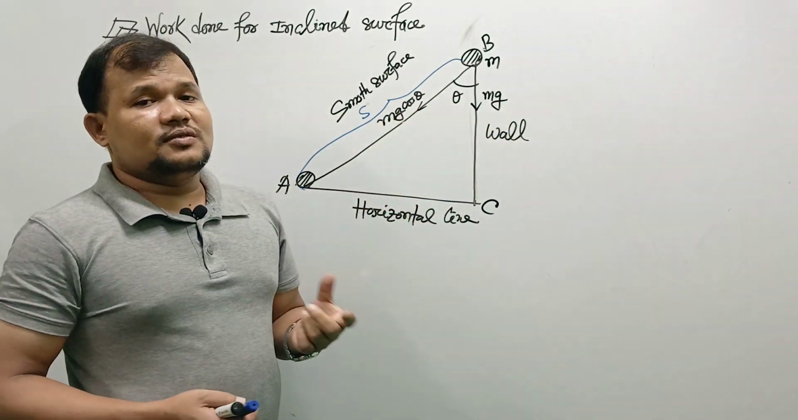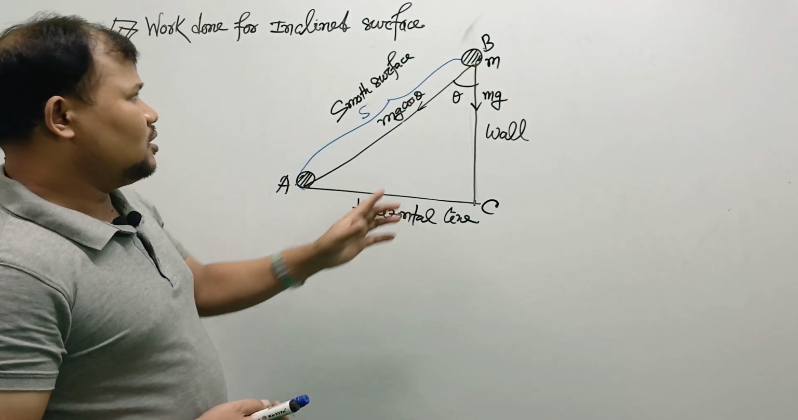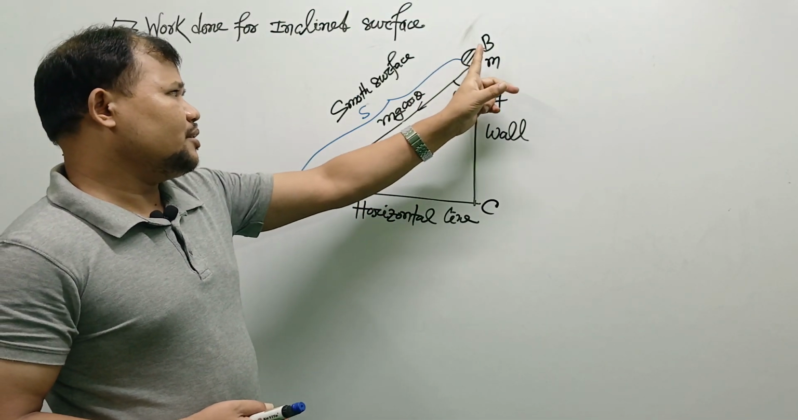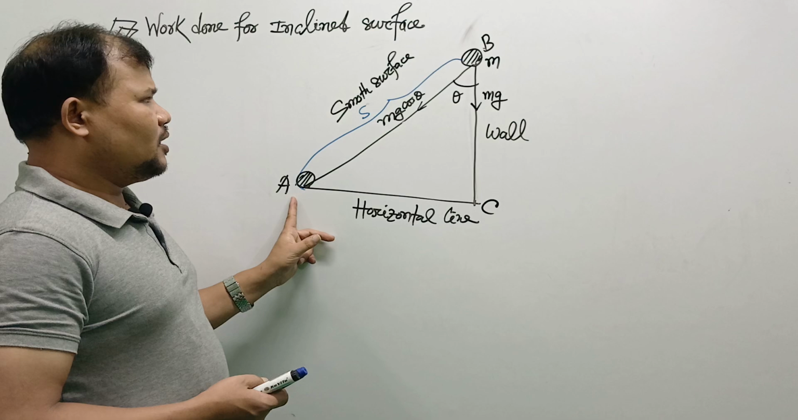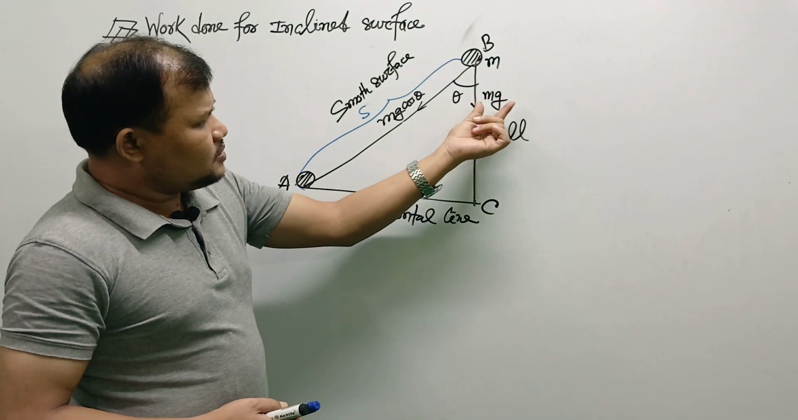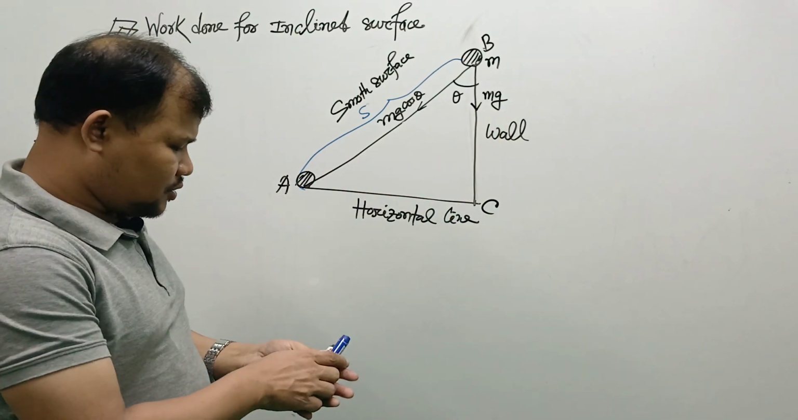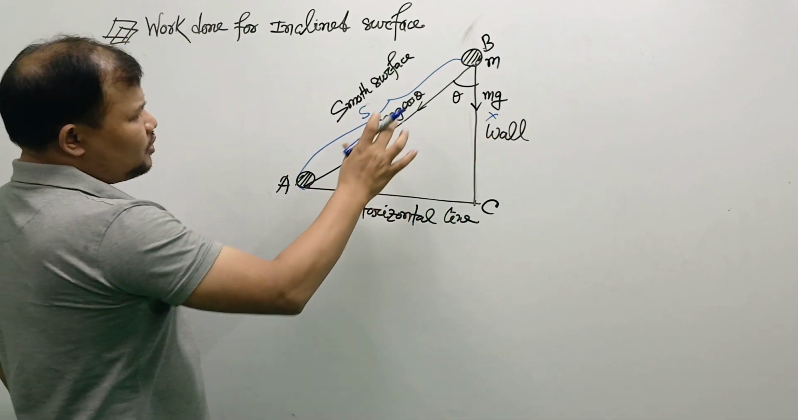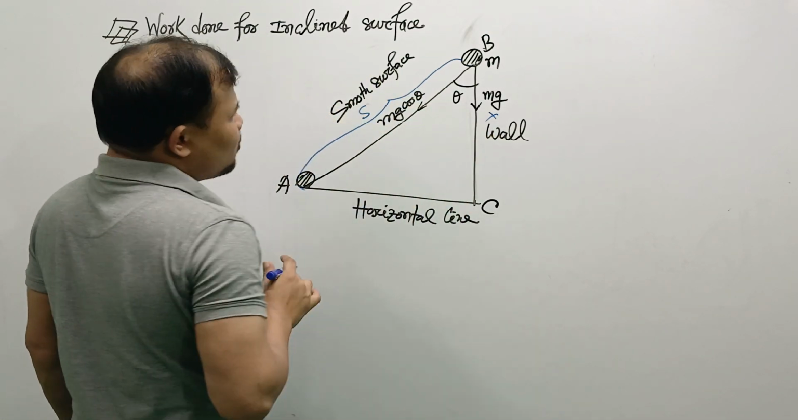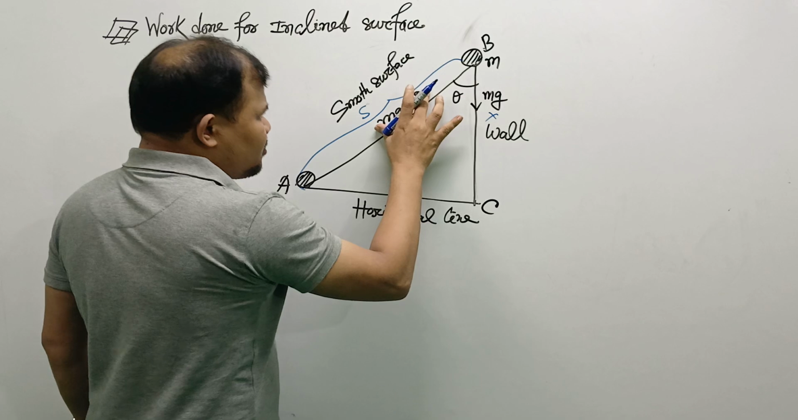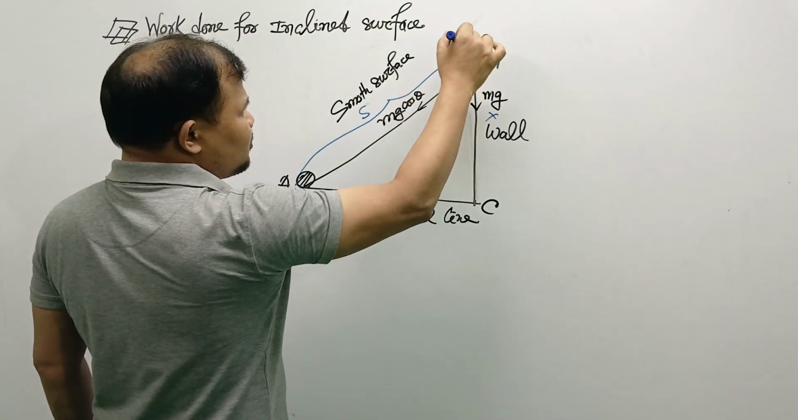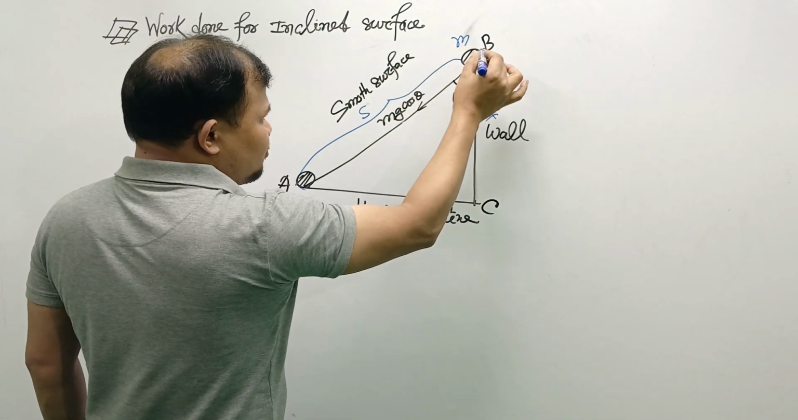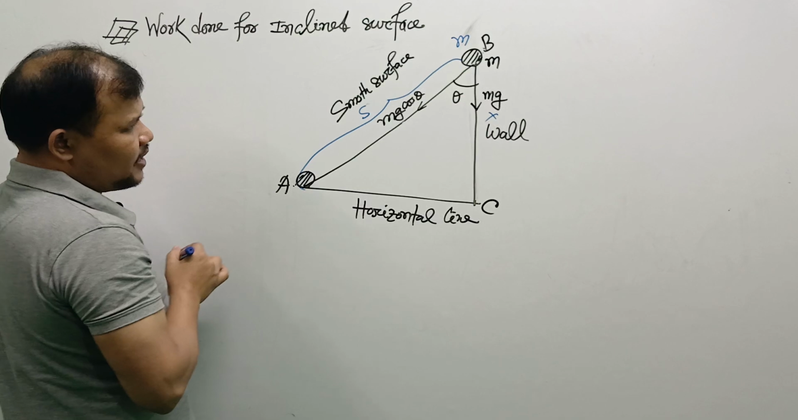Mg cos theta is responsible for moving the object from B to A, okay. This mg force in this situation is divided into two perpendicular components. One component is mg cos theta. Because of mg cos theta, the object with mass m comes from B to point A.